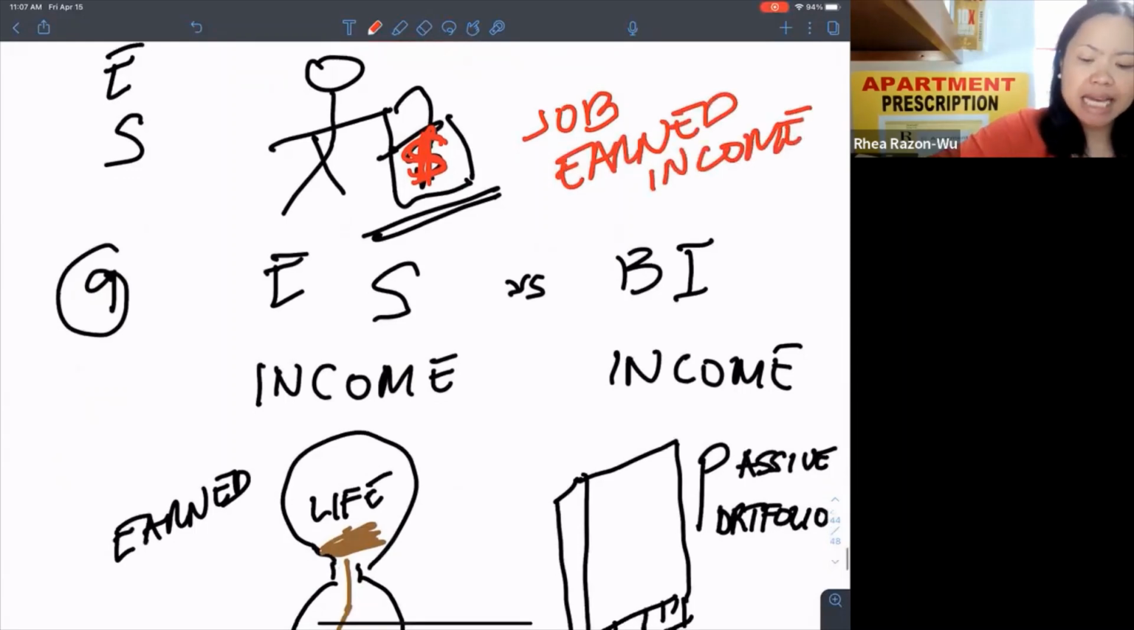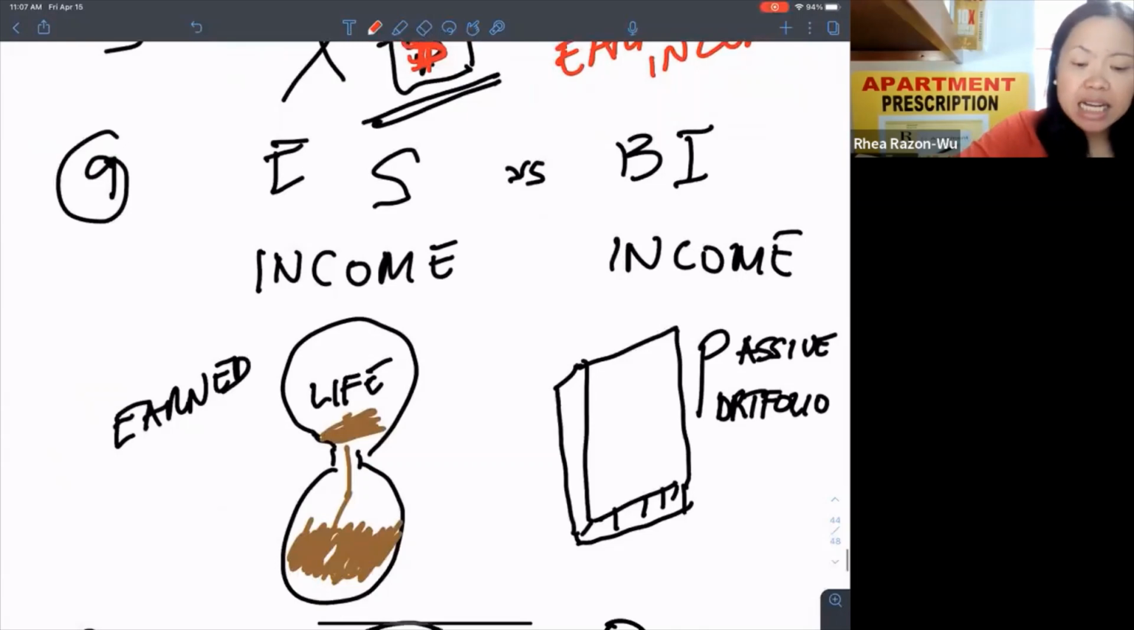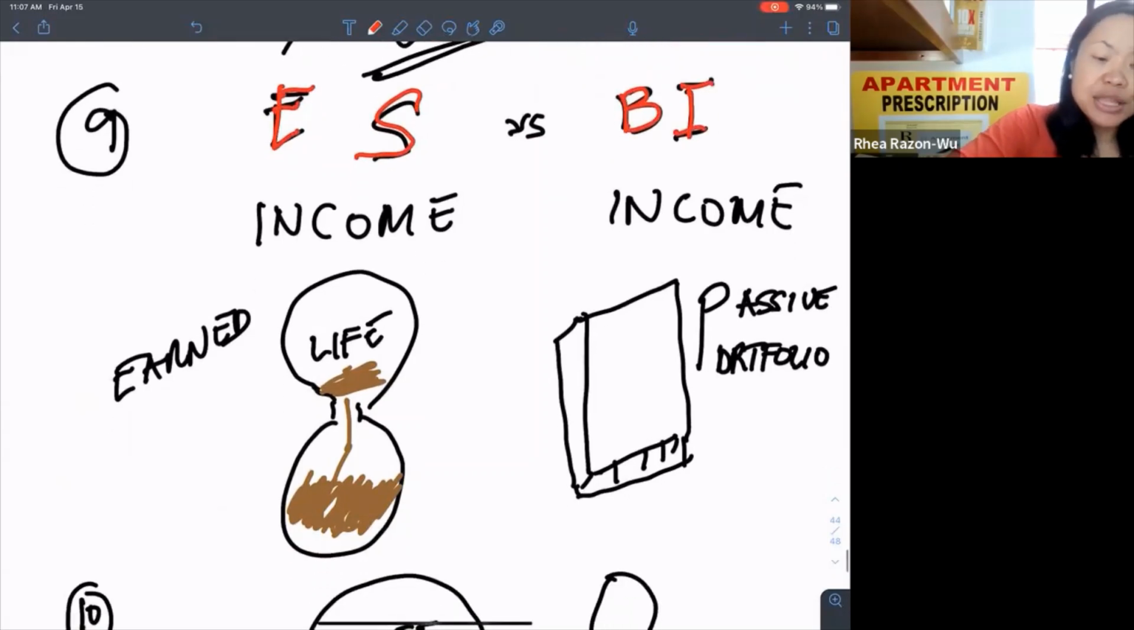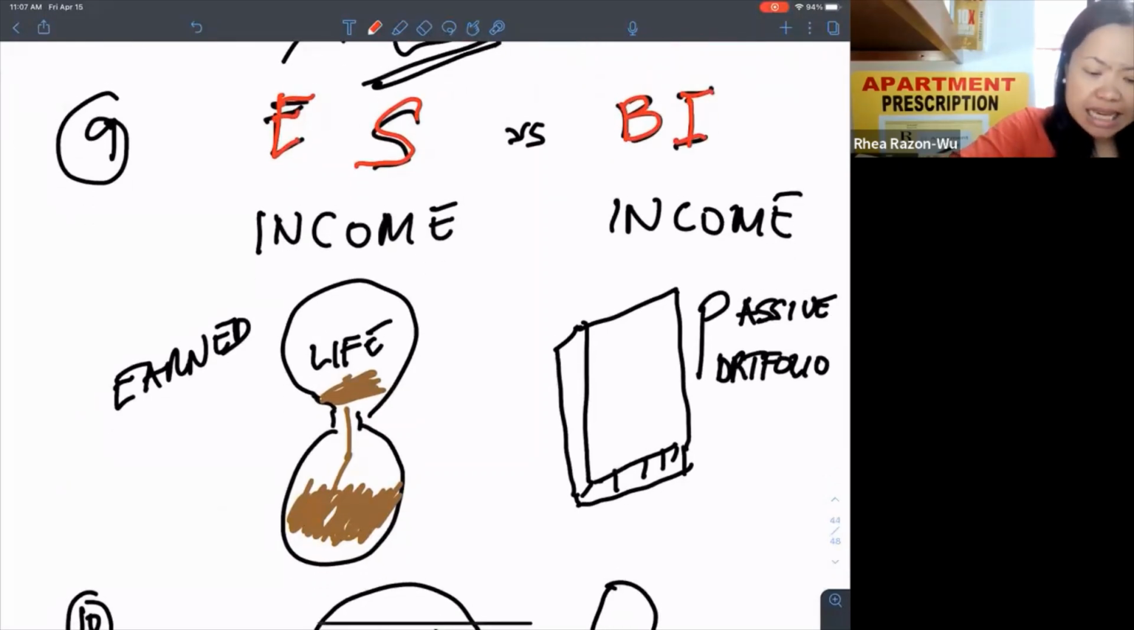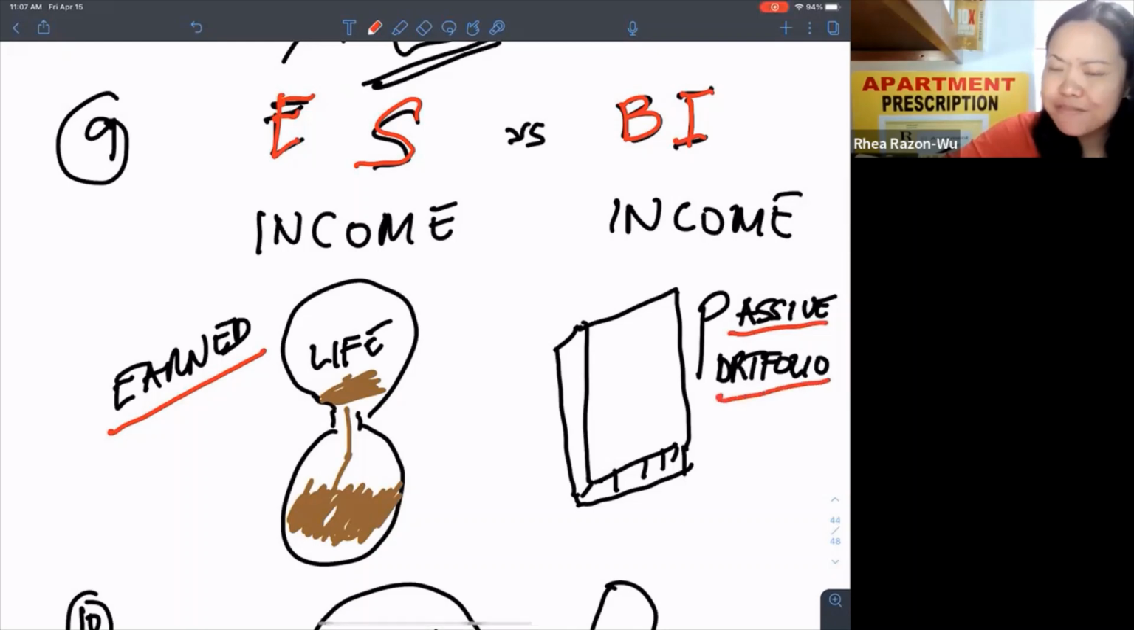Point number 9, the income of the E, employee, S, specialist versus the big business and the investors. The income of the E and the S is earned, whereas the big business's income is passive and it's coming from their portfolio. Passive means they are not trading their time for money. They're sleeping and earning money.